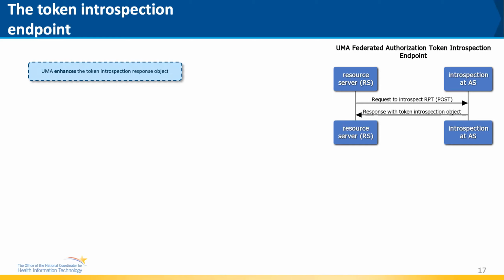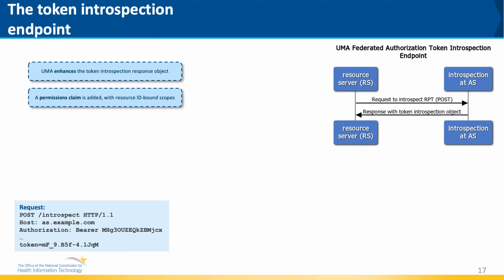So UMA needs to enhance the token introspection response object because of this ability to have scopes that could differ per resource. In the case of the HART profiles, we're bound by what HART is attaching, in the way of scopes, to the resources. So here we're just adding a permissions claim with resource ID bound scope.